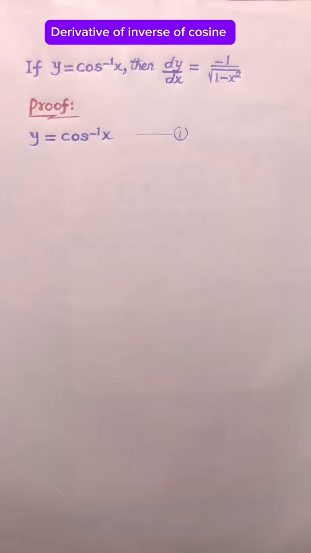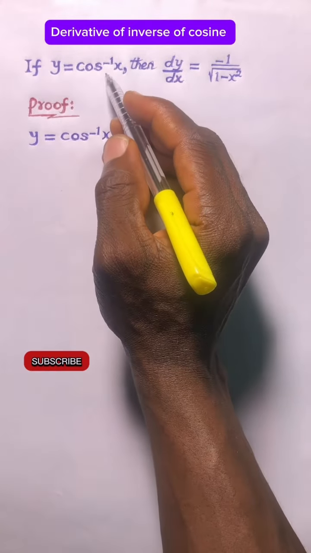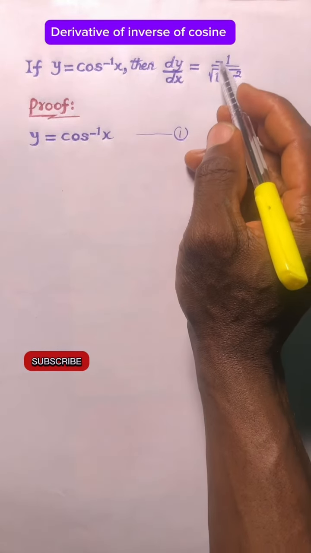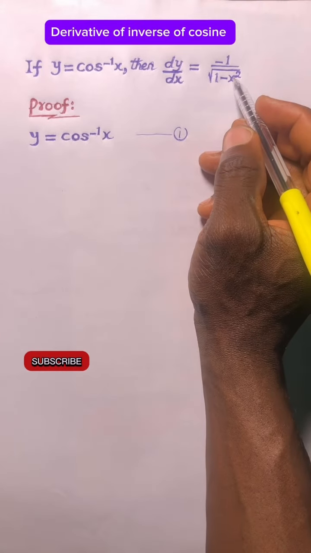Let's learn the derivative of inverse of cosine. If y equal to cos inverse of x, then dy/dx equal to minus 1 all over root of 1 minus x squared. Let's prove how we arrive at this.